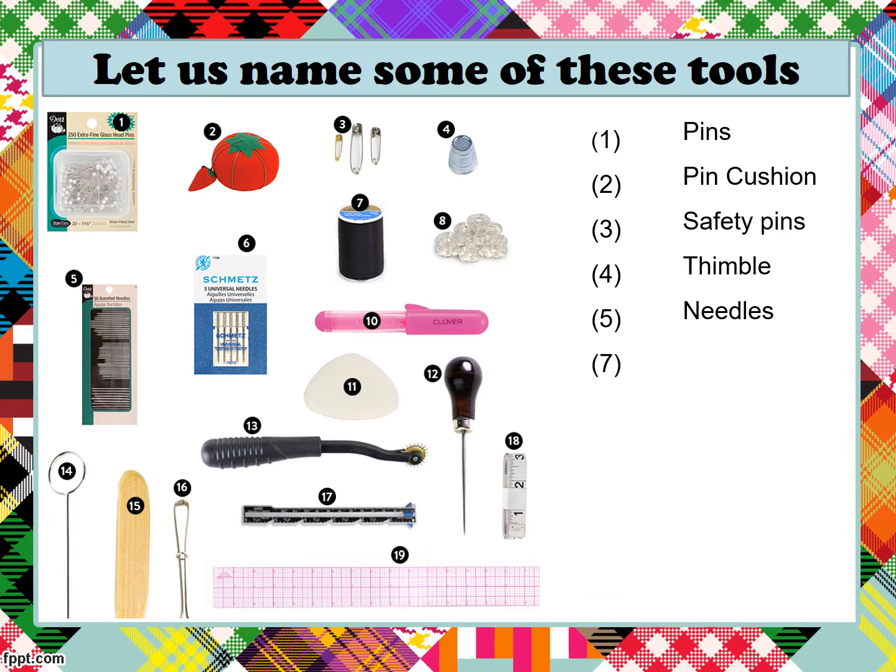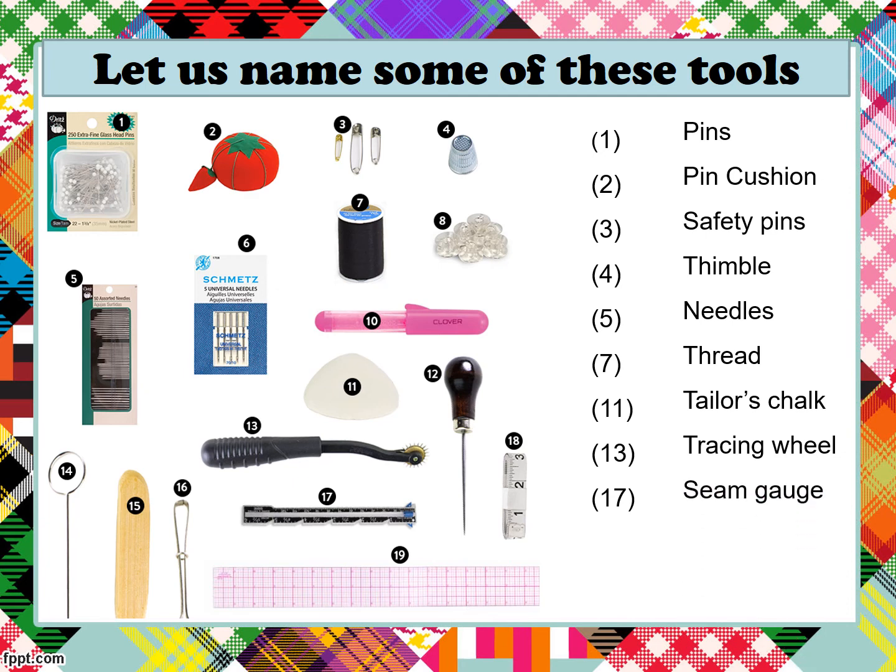We're going to look at number 7, and it is a thread. We look at number 11, and number 11 is what? A tailor's chalk. Correct. We're going to look at number 13. What's number 13? It's a tracing wheel. We're looking at number 17. What is number 17? It's a seam gauge. Correct.